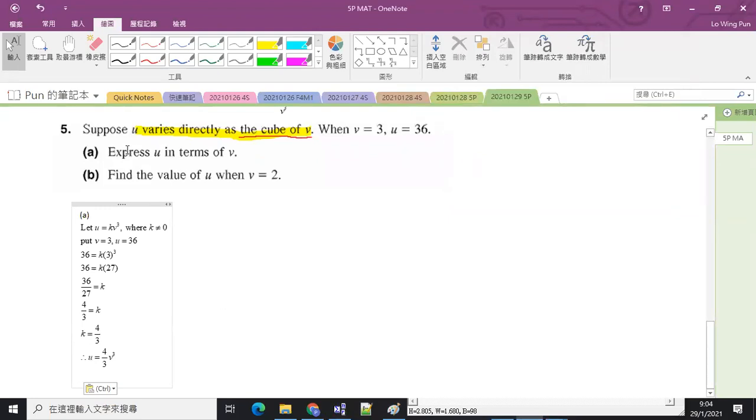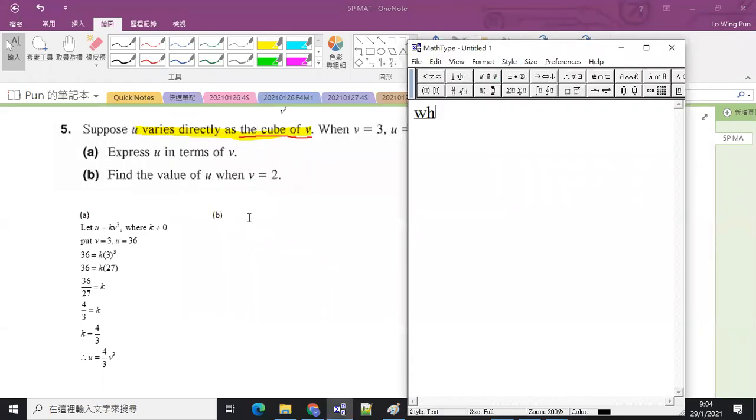Because the part A, the question asks you to express u in terms of v. So that is make u to be the subject of this equation. And then the right-hand side can contain v only. Okay, v and numbers only. And then part B, find the value of u when v is equal to 2.